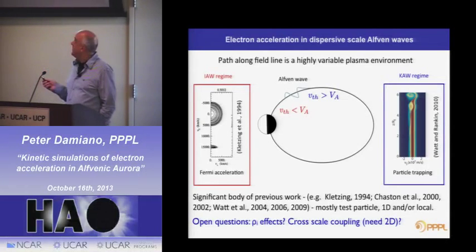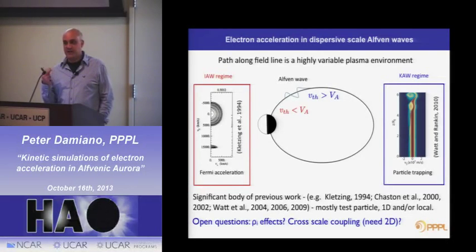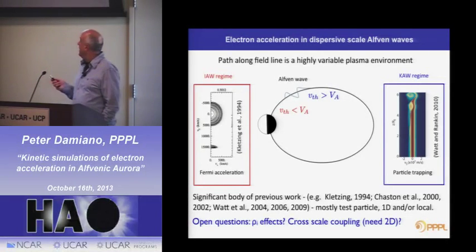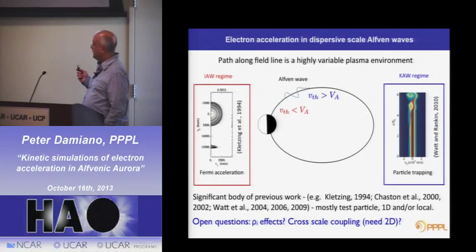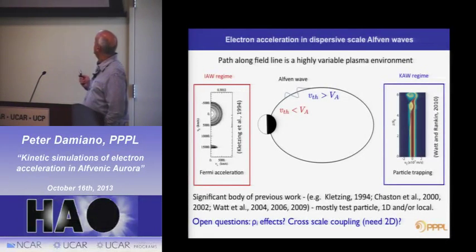And then in the kinetic Alfvén wave regime, you can have trapping of electrons. The interaction between the electrons and the wave here is actually associated with Landau damping effects, where the phase velocity of the wave has to overlap the electron distribution.